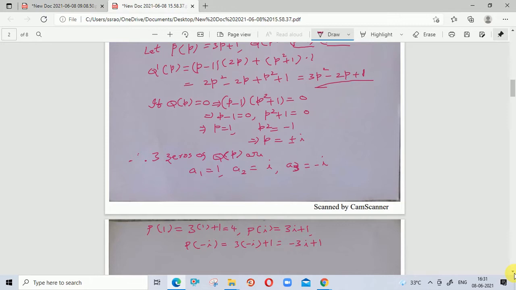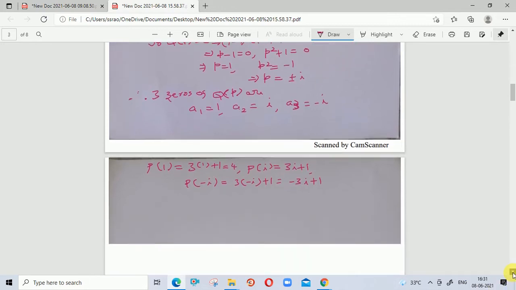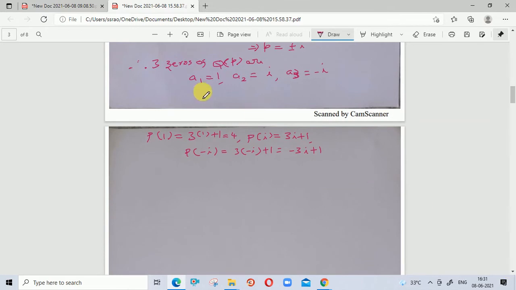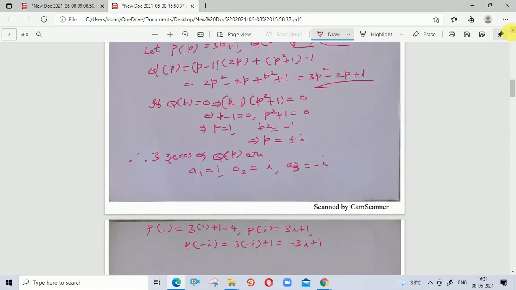similarly we have to find Q dash of 1, Q dash of i, Q dash of minus i. Now Q dash of p is equal to 3p square minus 2p plus 1. So Q dash of 1 is equal to 3p square, that is 3 into 1 square, minus 2 into 1 plus 1, that is equal to 3 minus 2 plus 1. So 4 minus 2, that is equal to 2.